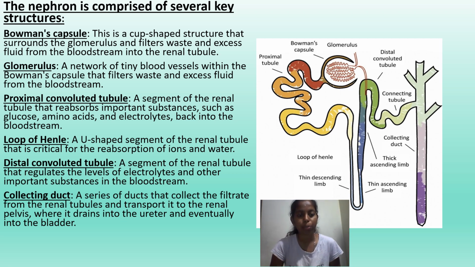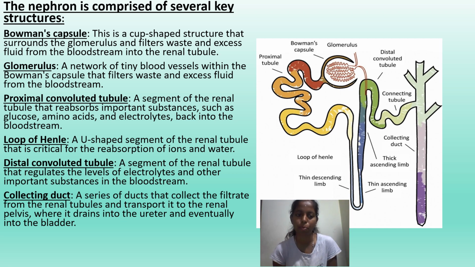Next, see proximal convoluted tubule, a segment of the renal tubule that reabsorbs important substances such as glucose, amino acids, and electrolytes back into the bloodstream. Next, loop of Henle, a U-shaped segment of the renal tubule that is critical for the reabsorption of ions and water.